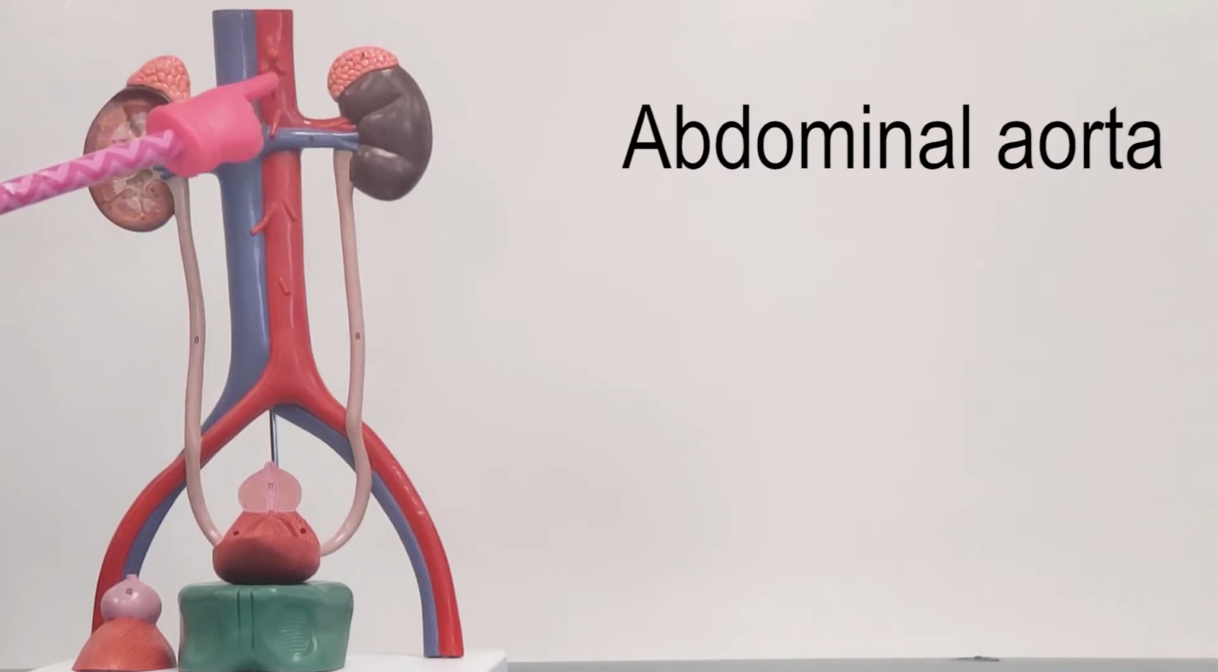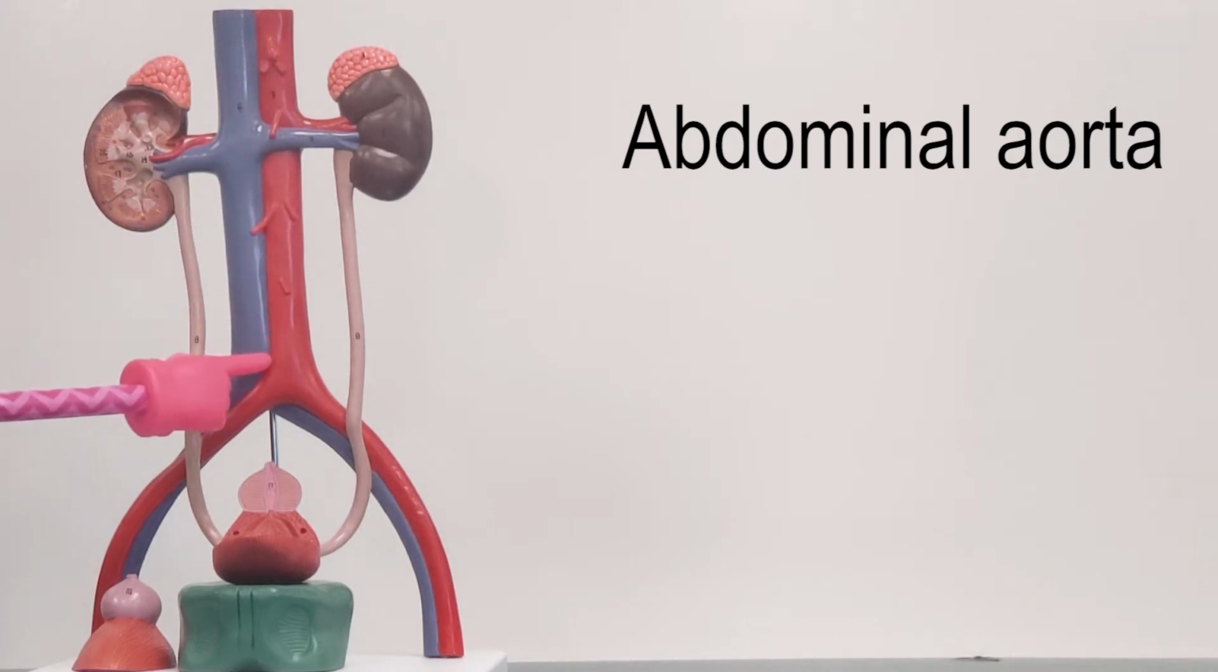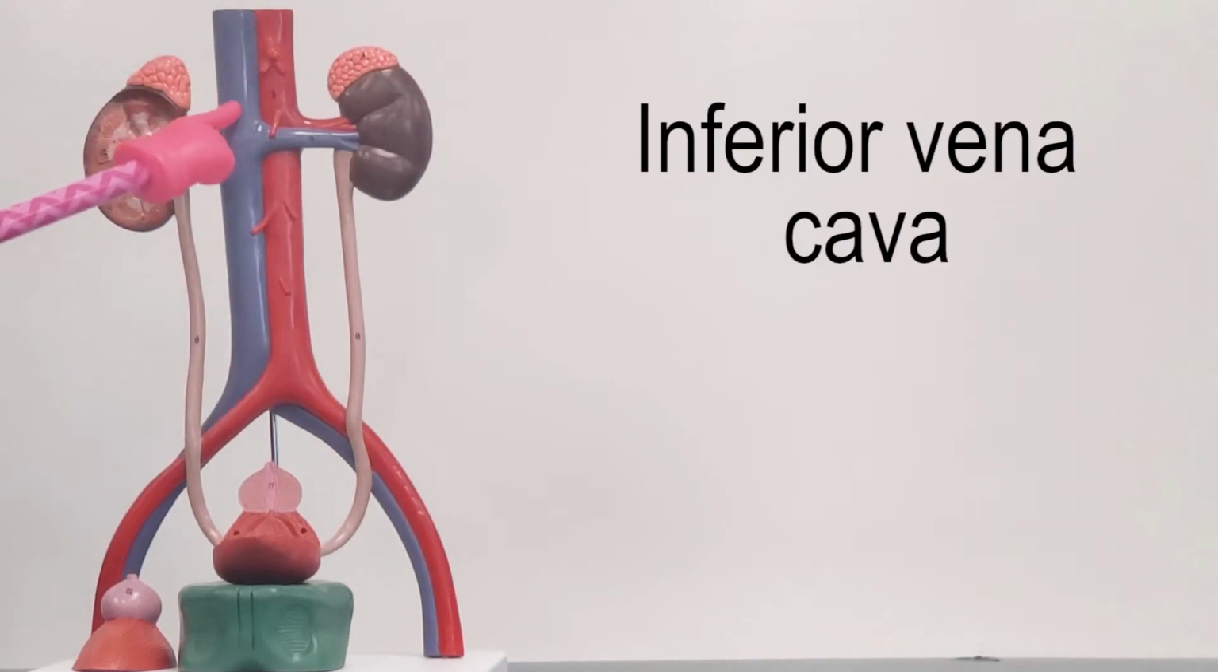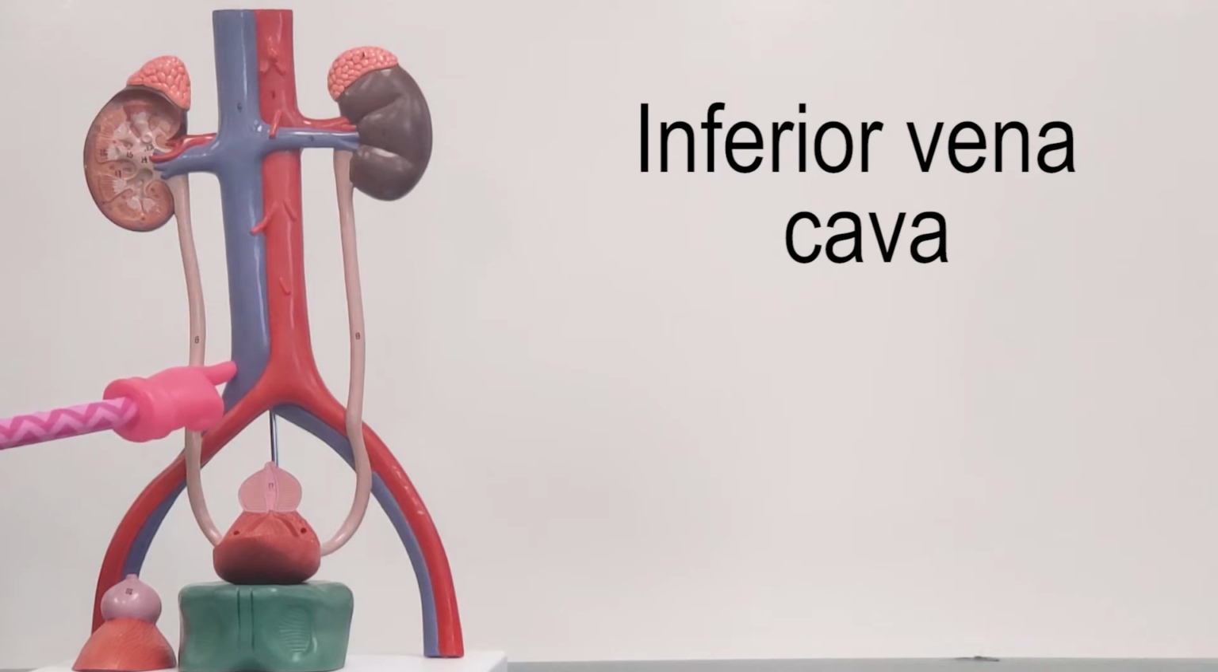Abdominal aorta. The renal artery branches off the abdominal aorta and is responsible for bringing waste-filled blood into the kidney for filtering. Inferior vena cava. The renal vein removes the filtered blood into the inferior vena cava.